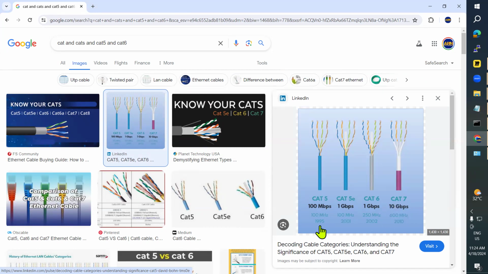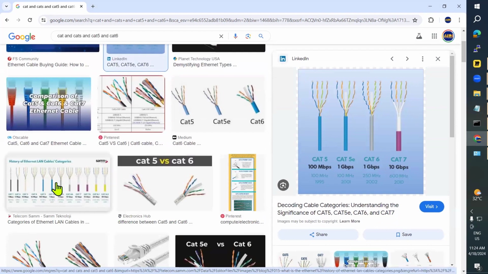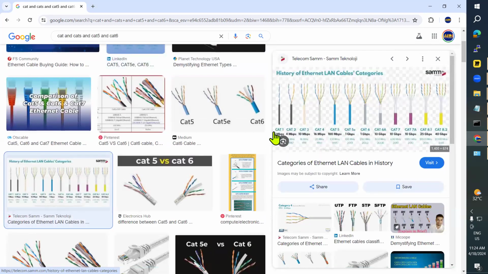So there are many types: Cat 1, Cat 2. We are not using these. Cat 5 onwards we are using, from Cat 5 up to Cat 8.2. These many types of cables we are using right now. But in most cases in organizations, it is Cat 5, Cat 5e or max Cat 6. These three only we are using in any organization.